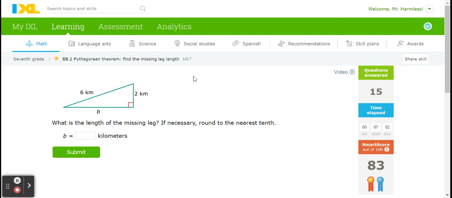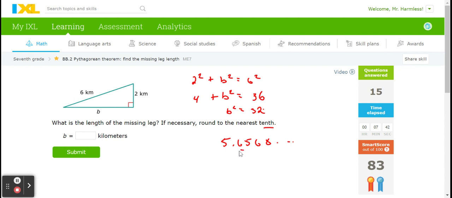This one doesn't come out evenly. If I do 2 squared plus b squared equals 6 squared. 2 squared is 4. 6 squared is 36. B squared equals, subtract 4 from both sides. I get b squared equals 32. And the square root of 32 does not come out evenly. The square root of 32 is 5.65. So your calculator says 5.6568, etc. So if you round this off to the 10th, which is what it says, it'd be 5.7. So 5.7.